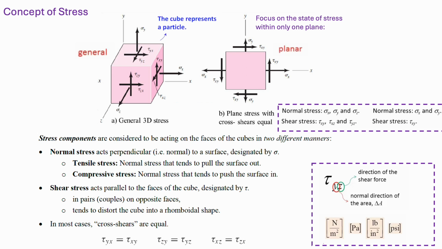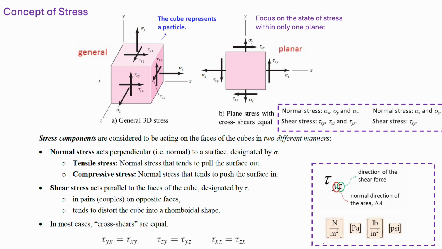Therefore, on each surface, there's a normal stress sigma that is perpendicular or normal to it, and also two shear stress components, tau, that are tangential to it. And we call this the general state of stress of a particle.